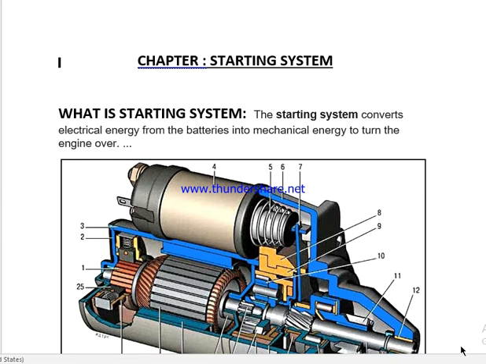A starting system converts electrical energy from batteries into mechanical energy to turn the engine over. That is the starting system. When some people say starting system, this is what they want to mean.